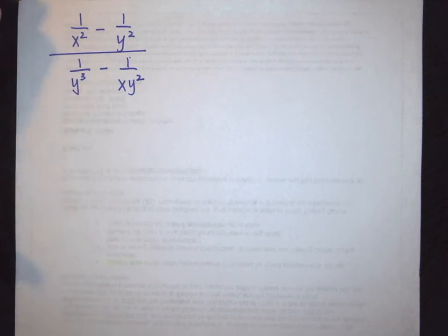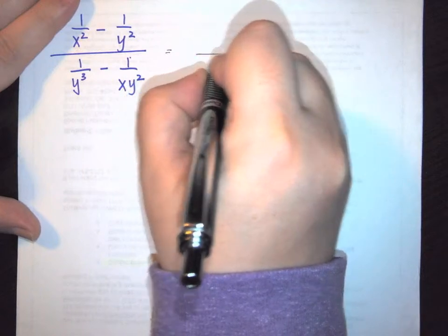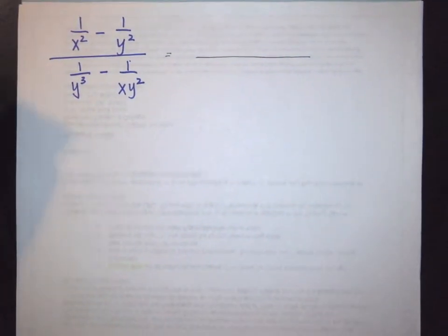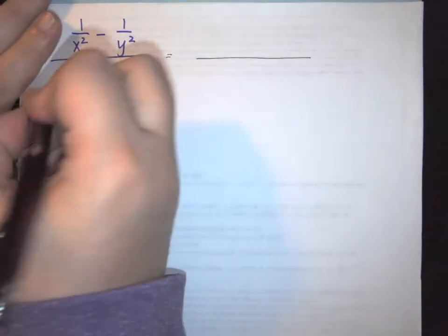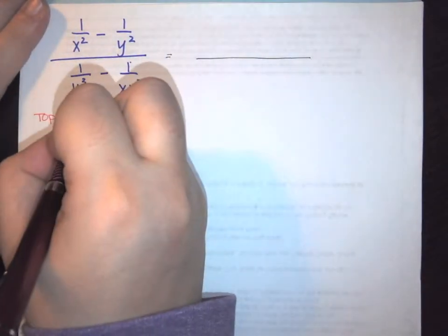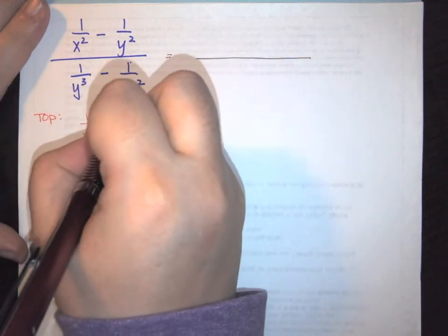Okay, so the first thing we're going to look at is the top, and this is going to allow us to rewrite this expression into a brand new rational. Okay, so let's go ahead and look at your top. So we're looking specifically at 1 over x squared minus 1 over y squared.